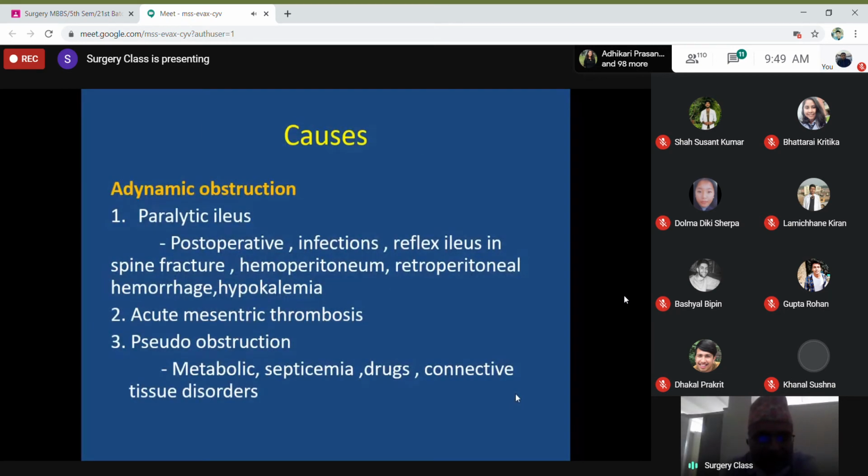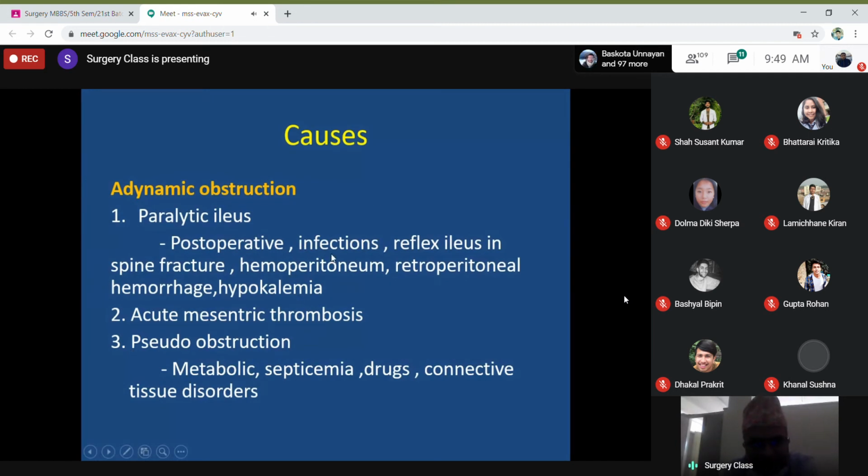Then coming to adynamic obstruction. This is a condition which may result due to various metabolic and physiological derangements in the body as well as vascular causes. Paralytic ileus is the most common cause of adynamic obstruction. By the term itself, you can understand that the bowel goes into paralysis because of post-operative handling. During intraoperative bowel handling, the bowel goes into ileus and does not recover for a prolonged period.